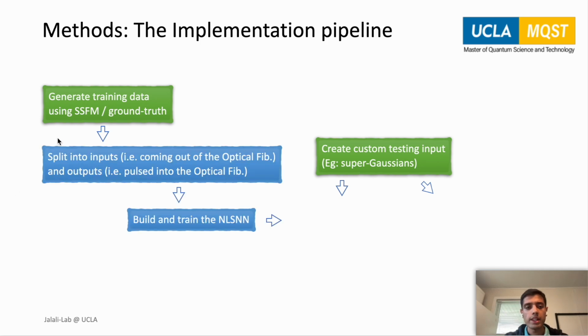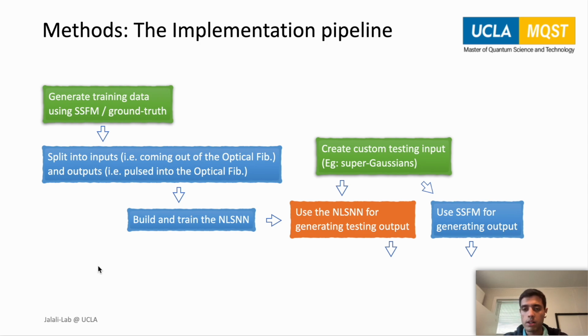So you split the training data into inputs and outputs. Here, the inputs are actually the pulses that are coming out of the optical fiber, and the outputs are basically pulses that go into the optical fiber. Our goal here is to perform pulse reconstruction, hence we use these terms in a different manner. Once that is done, we build and train the neural network, which we have termed as the Nonlinear Schrödinger Neural Network, or the NLSNN.